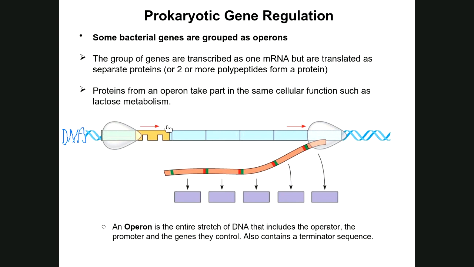Here it says some bacterial genes were found to be grouped as operons, one promoter regulating the expression of multiple genes. What else they found out is where you have an operon consisting of one promoter and a cluster of genes, when transcription occurs, when RNA polymerase, shown here looking like a guitar pick, binds to the promoter and slides over to the first gene, it will transcribe each separate gene into one single molecule of mRNA. So again, the group of genes are transcribed as one mRNA.